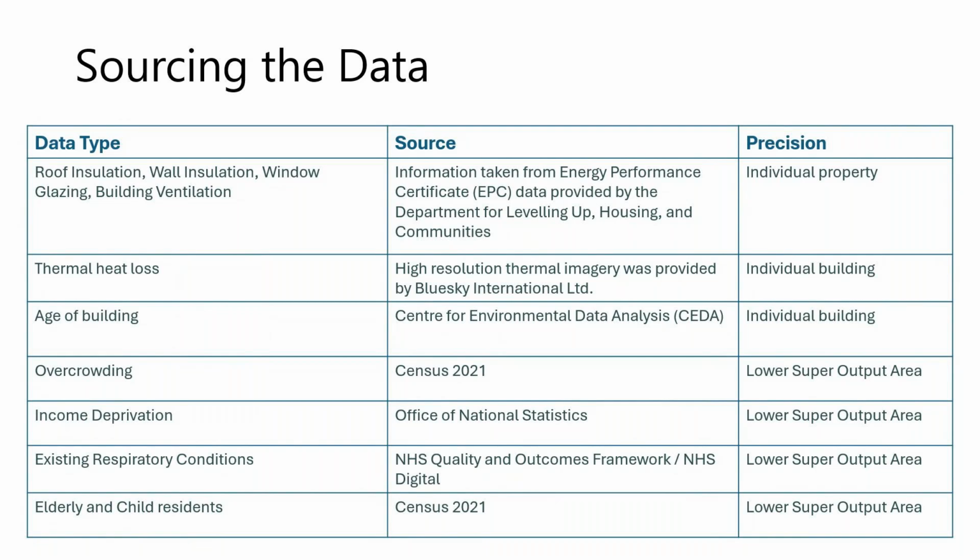And then data related to the age of each building was taken from the Centre for Environmental Data Analysis. The rest of the data I was not able to obtain at the individual building level, so I obtained it for census output areas. So data related to overcrowding, income deprivation, the number of elderly and child residents, and data for pre-existing respiratory conditions was all taken from either the NHS or the census at the census output area level.